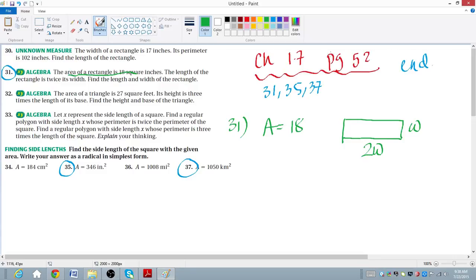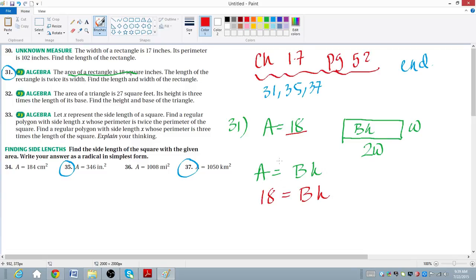Well, usually when they give you an area, always plug into the formula. So what is the formula for area of a rectangle? Base times height. So I want to do A is equal to base times height. Now, how am I gonna use this? Well, I know that A is 18, so I'm gonna put 18 equals base times height. Now, what else can I do here?